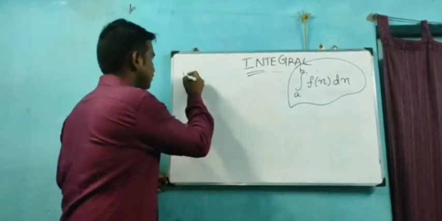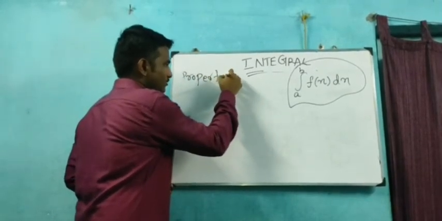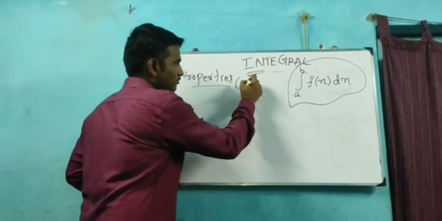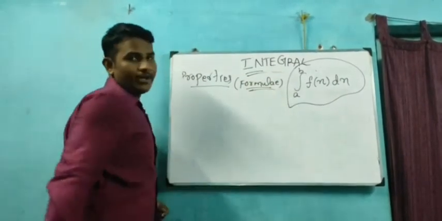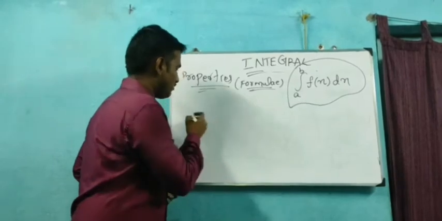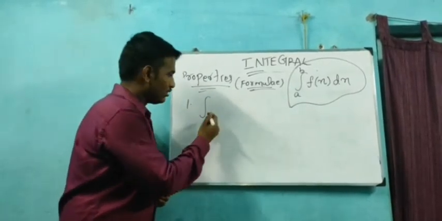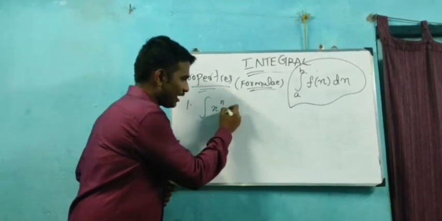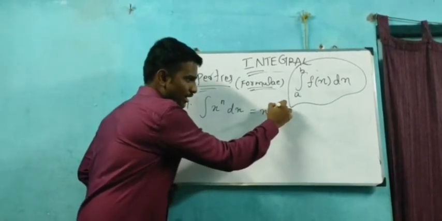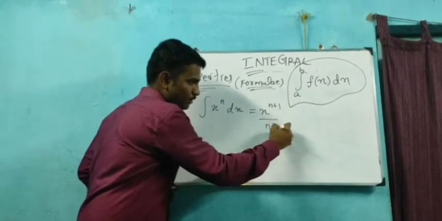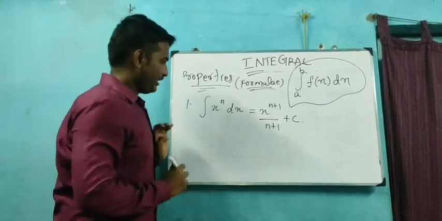Some important properties or formulas. These are formulae. Okay, so the first formula is the integration of x power n dx, which is equal to x power n plus 1 by n plus 1, plus c. So this is the first formula for integration.